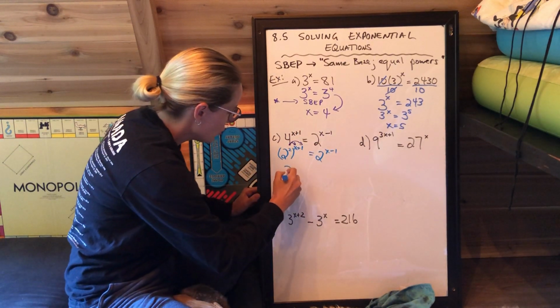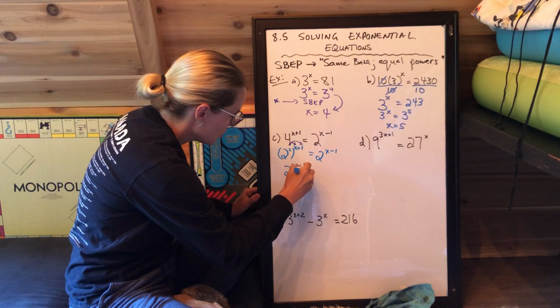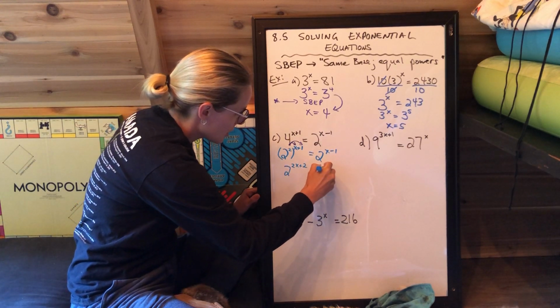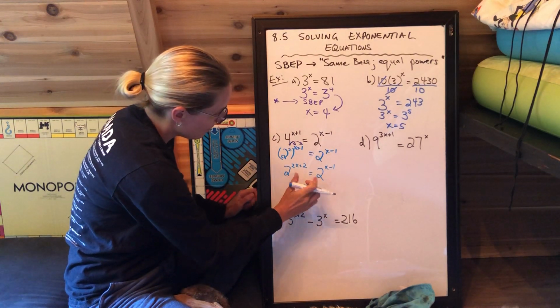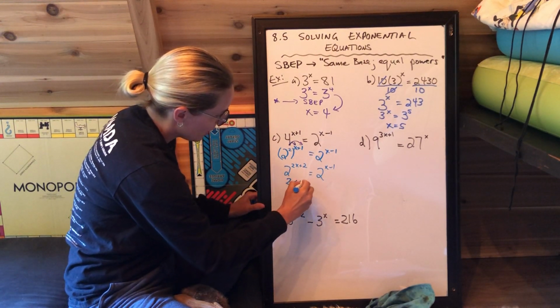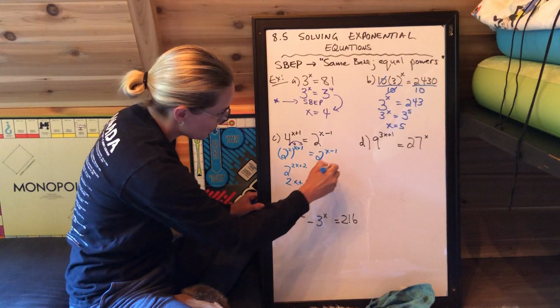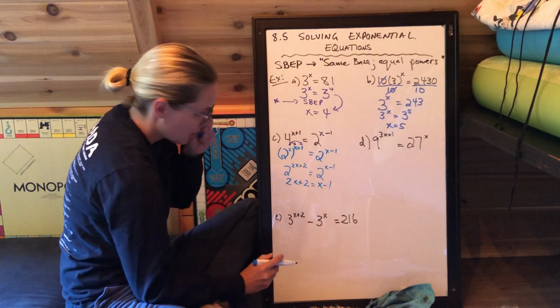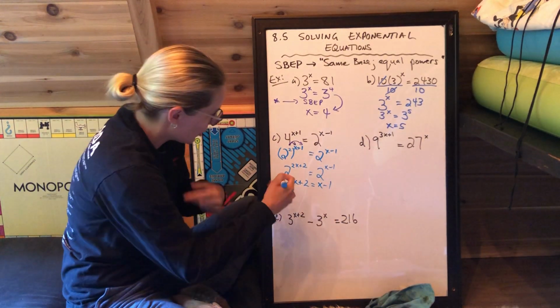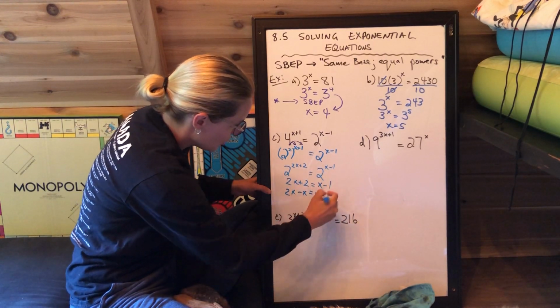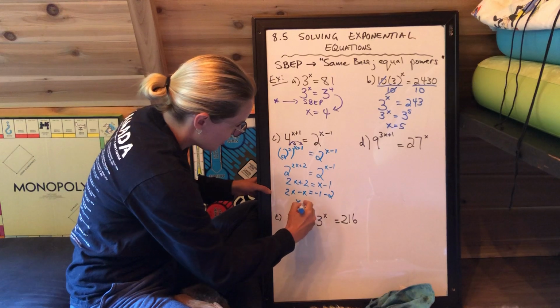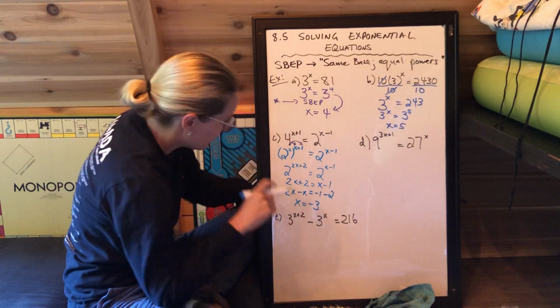So I really have 2 to the 2x plus 2 is equal to 2 to the x minus 1. Again, you're using SPBEP. Once they have the same base, I can equate the powers. So 2x plus 2 must be equivalent to x minus 1. Now it's just a linear equation to solve. Bring all the x's to one side, becomes negative. Bring the 2 to the other side, becomes negative, and I have x equals -3.